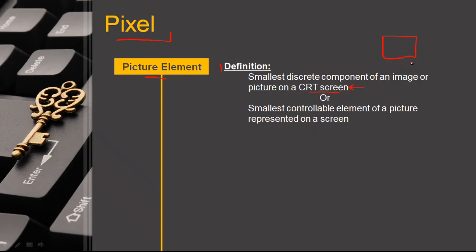Suppose this is a screen and an image is displayed on this screen. Then the smallest discrete component. Discrete component means we can distinguish it clearly. So the smallest discrete component of that image is called pixel. In other words, the smallest controllable element of the picture represented on a screen is the pixel.